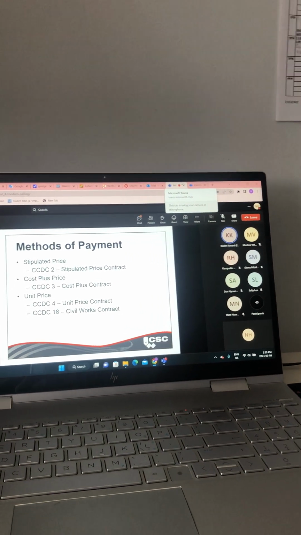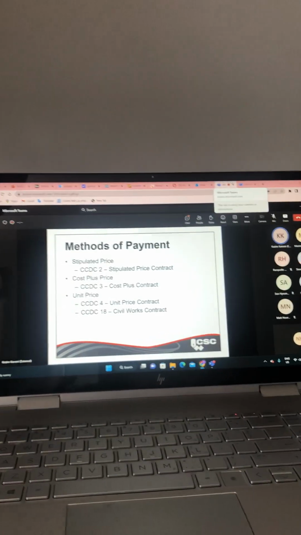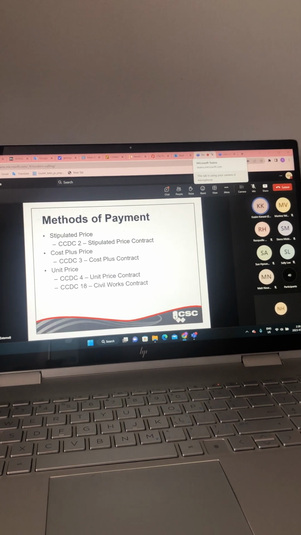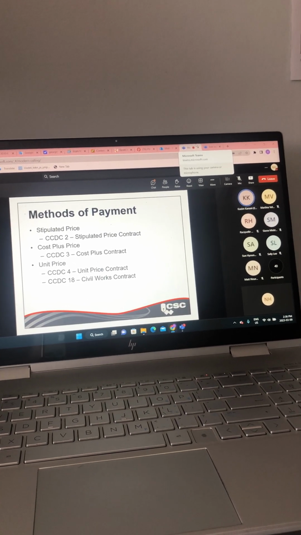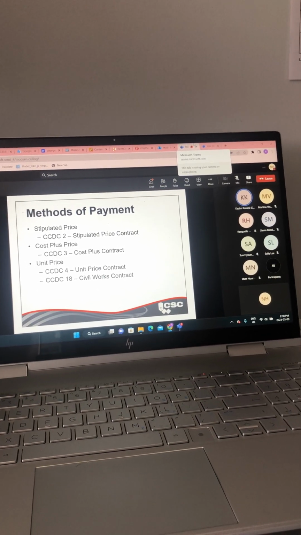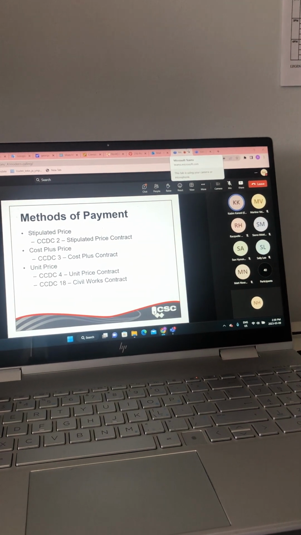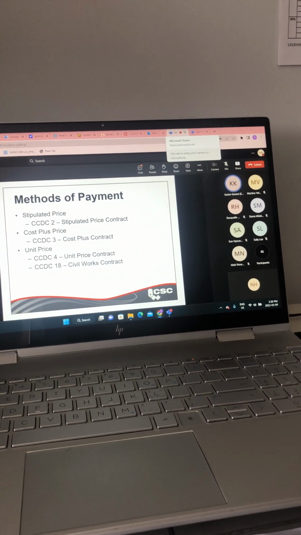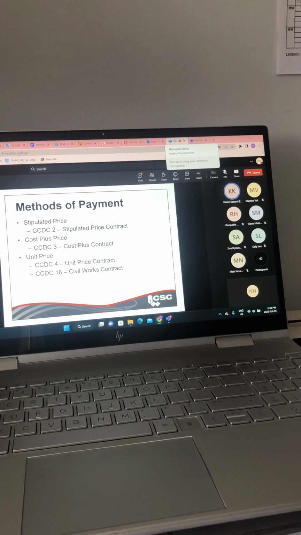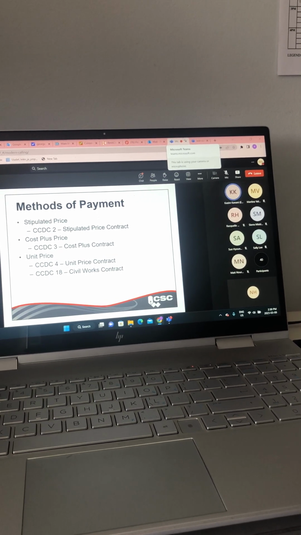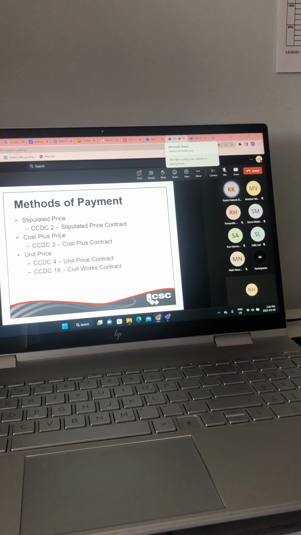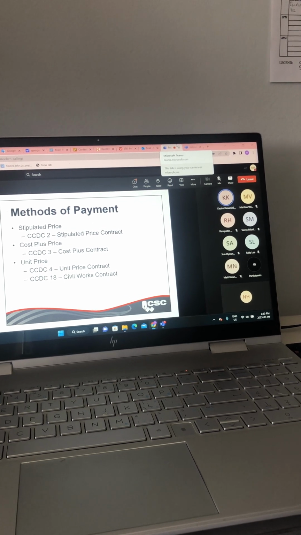There are three basic contractual methods of payment for a design, bid, build contract. The first and foremost, and probably the method that is used the most, would be the stipulated price, where an amount is set forth as a total payment for the performance of the work. It's the most common standard form of construction.